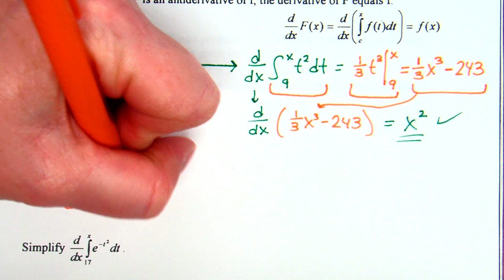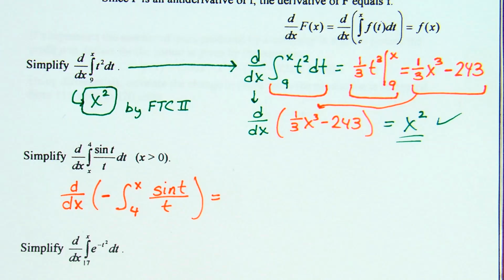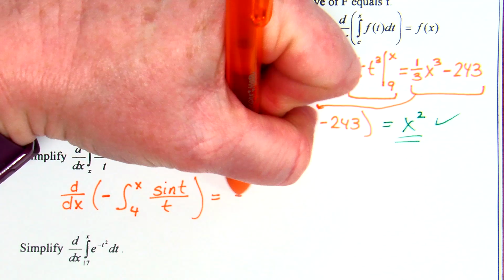Okay. What about example 3? The derivative of the integral from 17 to x of e to the negative t squared dt. X is on top. We have a number on bottom, right? You have to have a number on bottom for this to work. No tricks on this one. I know you guys are looking for them because there's a trick on the second one, but nope. This is just e to the negative x squared. And again, that is by fundamental theorem of calculus part 2.